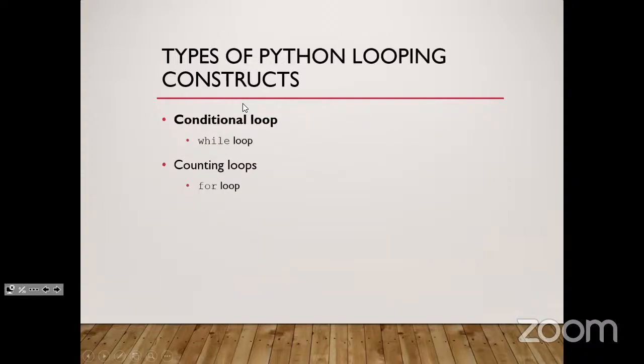We have 2 types of loops. We have a conditional loop and we have a counting loop. Conditional loops are while loops. They're going to do something while the condition is true. So there's not a set number of times it's going to do it. It's just going to keep going until it's not true. So it's like when you're playing a video game, until you say quit, it keeps playing. That, in its simplest form, is a while loop.